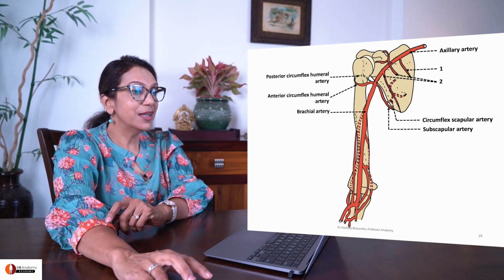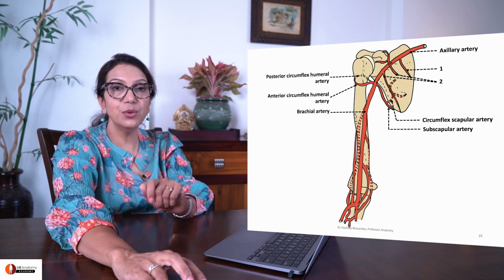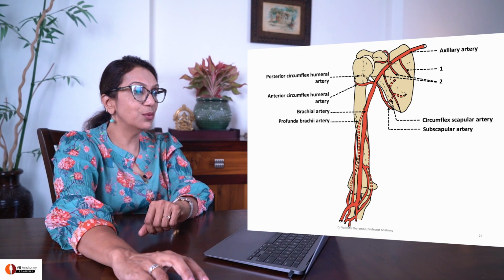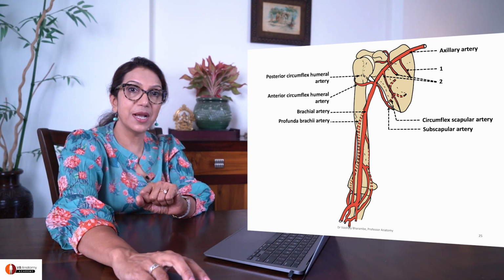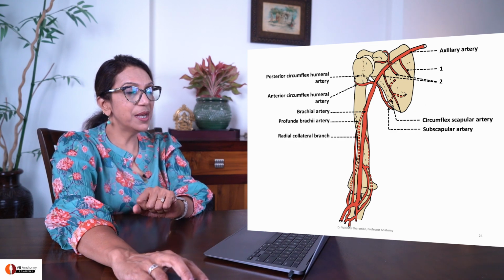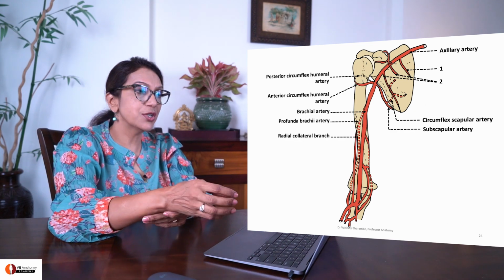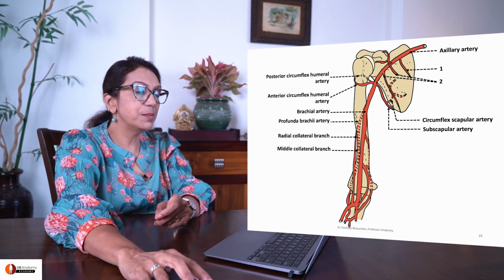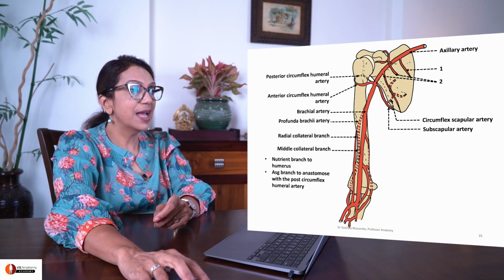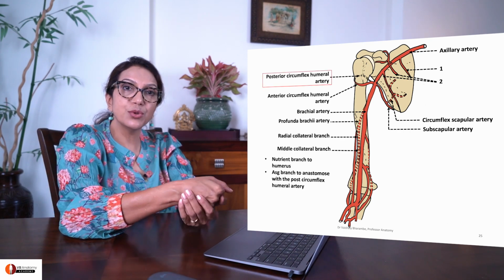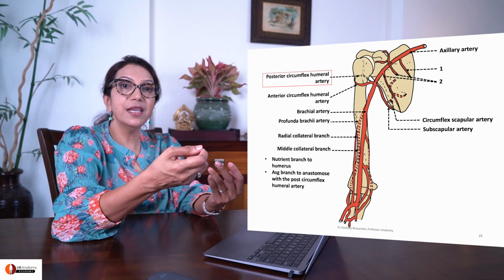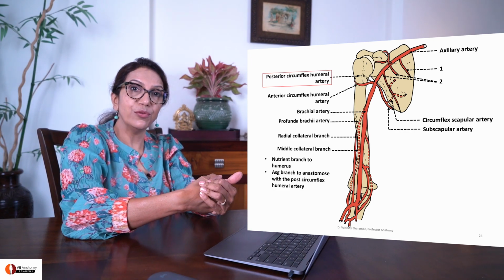Very good. Now here is the brachial artery, continuation of axillary, continuing downwards. As it descends down, it gives rise to its largest branch, the profunda brachii artery. The profunda brachii artery gives rise to a number of branches such as radial collateral, middle collateral, nutrient branch to humerus, and ascending branch to anastomose with the higher arteries. All these are branches of profunda brachii given off in the spiral groove.